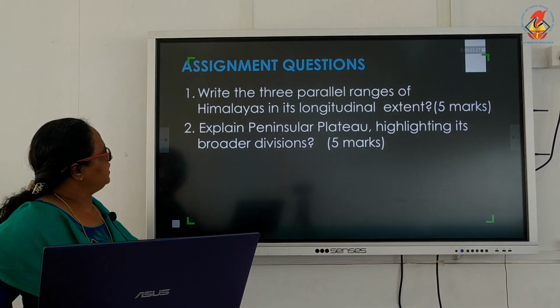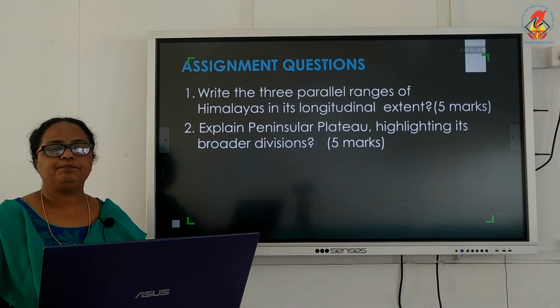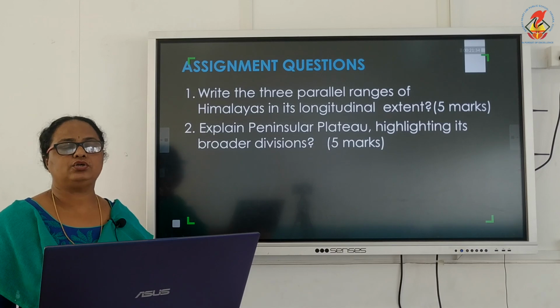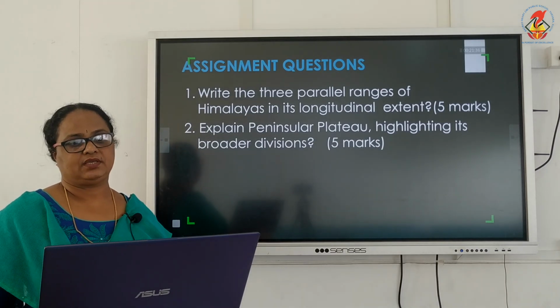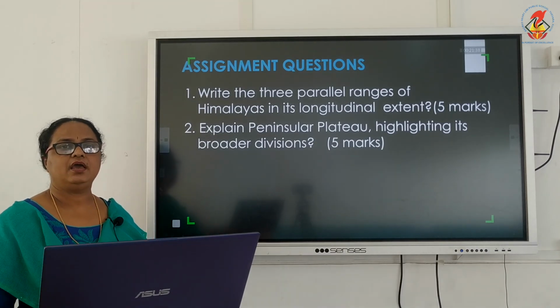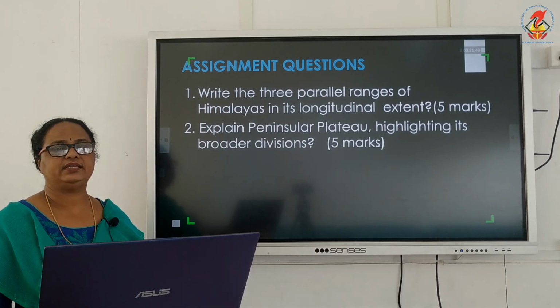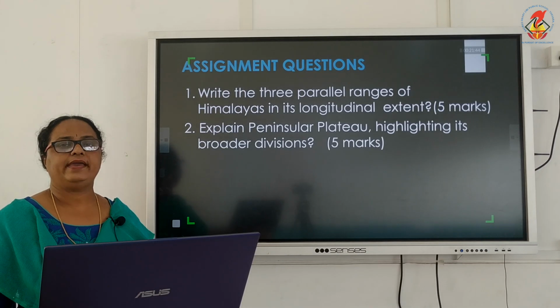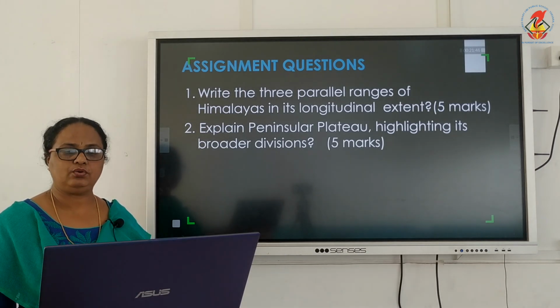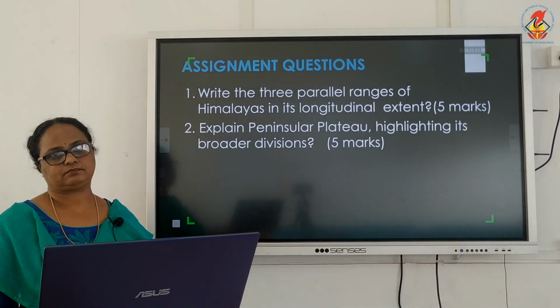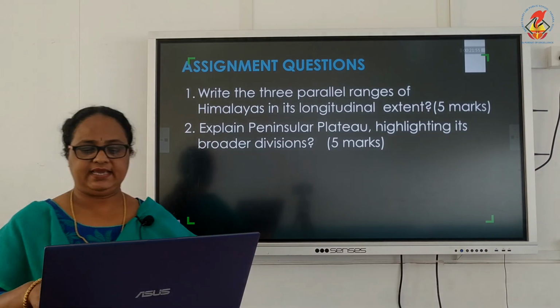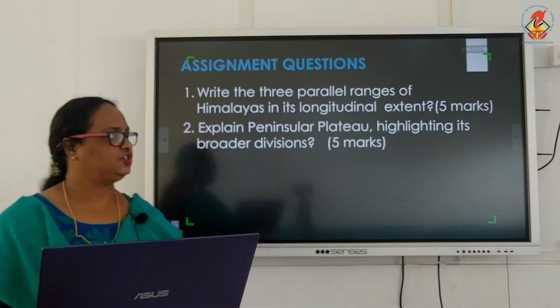The first question is, write the 3 parallel ranges of the Himalayas in their longitudinal extent. Number 2, explain Peninsular Plateau, highlighting its broader divisions.